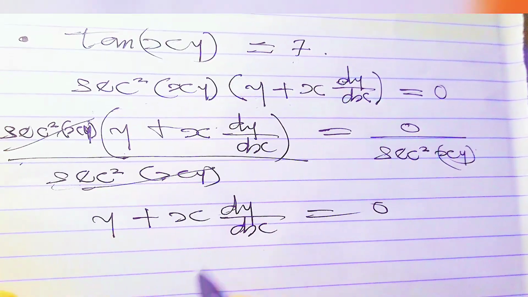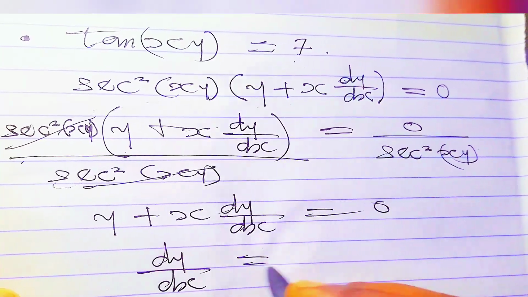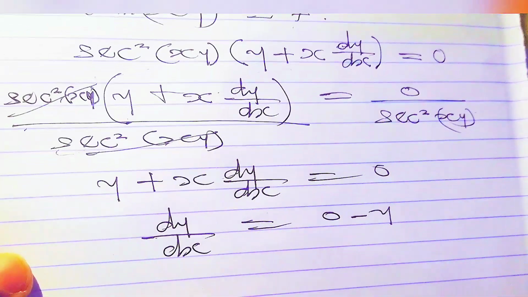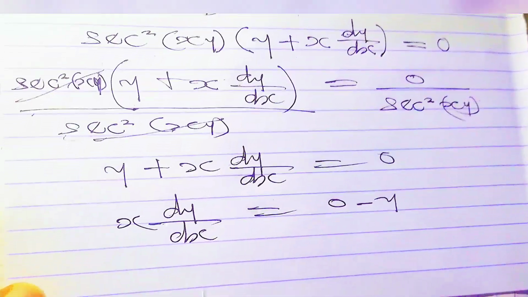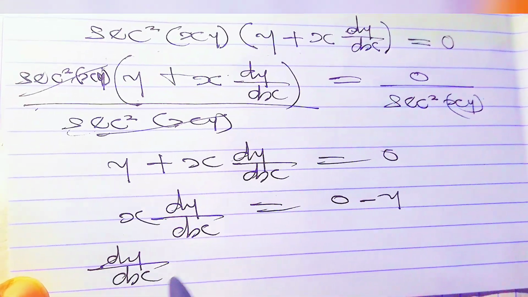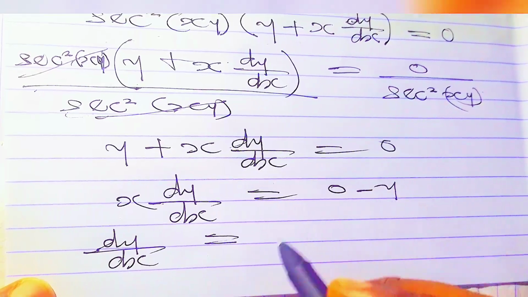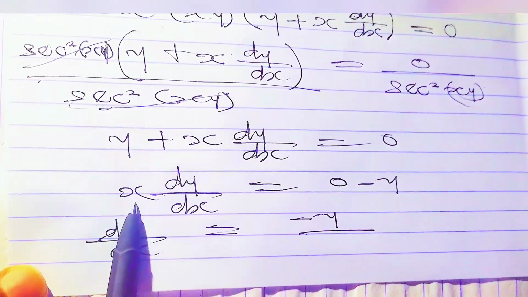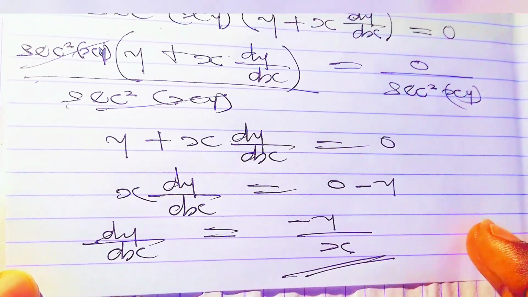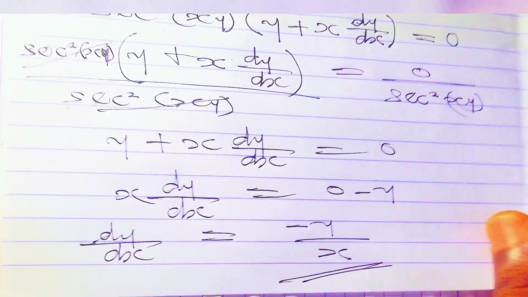So we need to move y to the other side. So this becomes x dy/dx equal to 0 minus y. Therefore dy/dx is equal to 0 minus y, which becomes minus y, over x, when we divide both sides by x. So that is the answer to such a problem. Okay, so let's take a look at another problem.